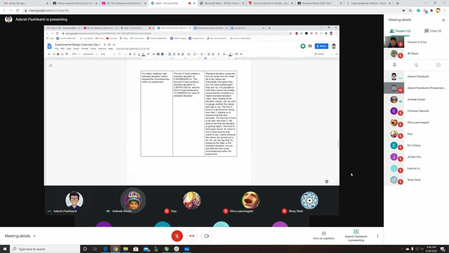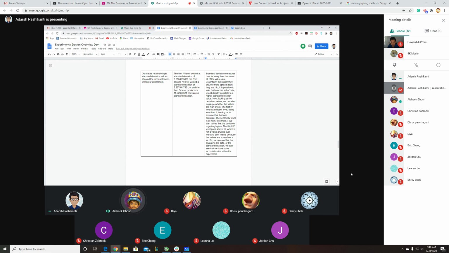So that's a tip. Another tip is to talk about something generally. So talk about standard deviation as a whole in a perfect experiment, or an ideal experiment, and then compare that to your experiment. So this is the data, right? Statistics. So I noted that our standard deviation showed the inconsistencies.